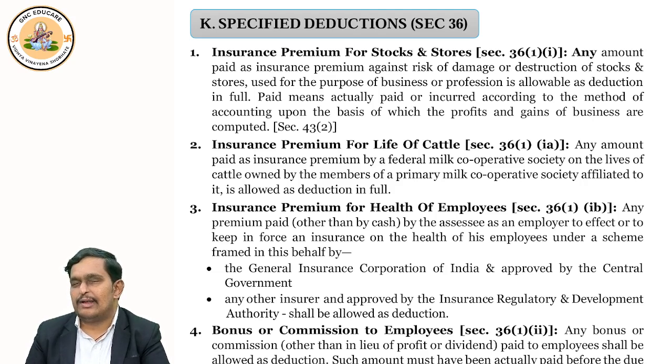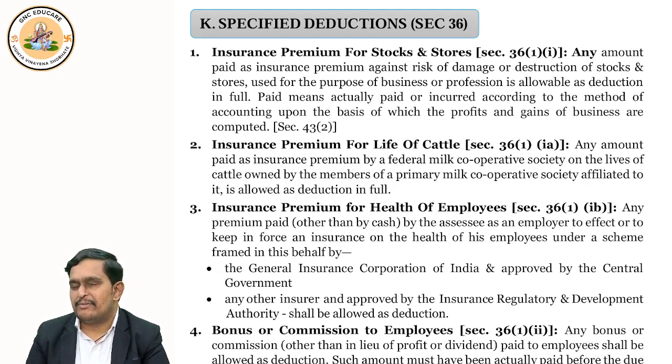Now, how is it allowed as deduction? They simply said on actual payment basis. What does actually paid mean? Here, when we talk about actual payment, it is either paid or due. Suppose there are two heads of income: one is profits and gains of business or profession, and the second is income from other sources. For these two heads of income, your method of accounting is very important.